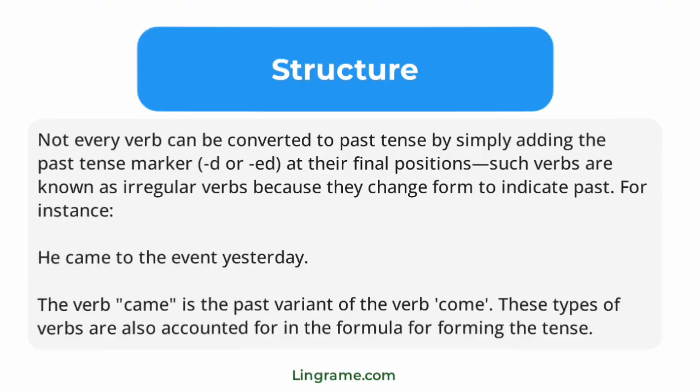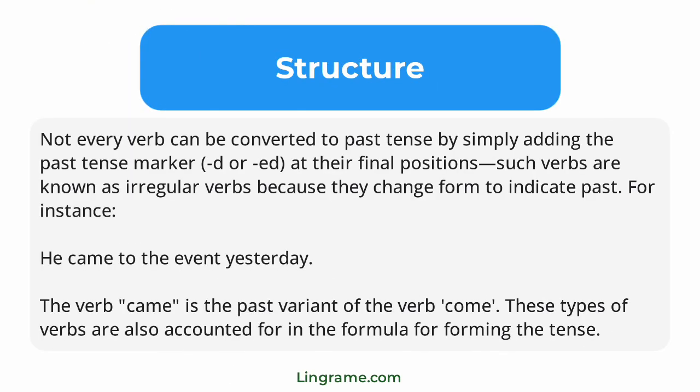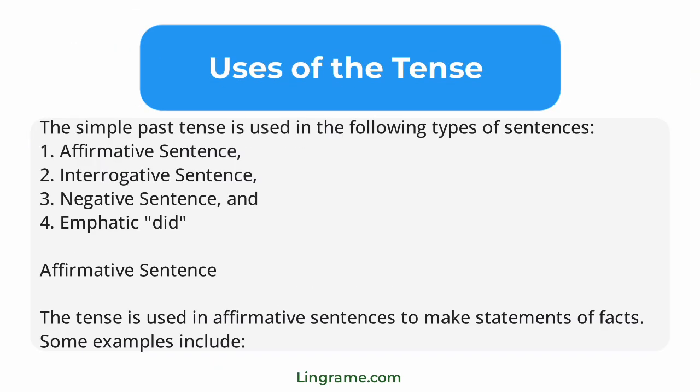a completed action. Not every verb can be converted to past tense by simply adding the past tense marker, d, or ed, at their final positions. Such verbs are known as irregular verbs, because they change form to indicate past. For instance, he came to the event yesterday. The verb, came, is the past variant of the verb, come. These types of verbs are also accounted for in the formula for forming the tense.